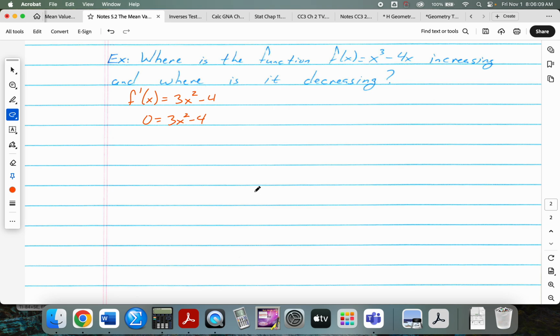Because what this is going to do is allow me to divide up all x values into intervals where f prime will be positive and f prime will be negative. So add 4, divide by 3, I've got 4/3 is equal to x squared. Take the square root. x is equal to, remember there's a positive and a negative, 2 over the square root of 3.